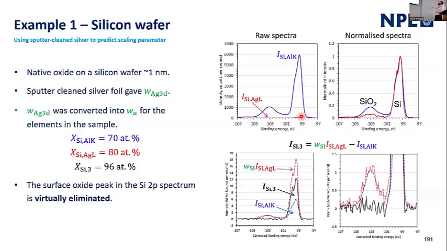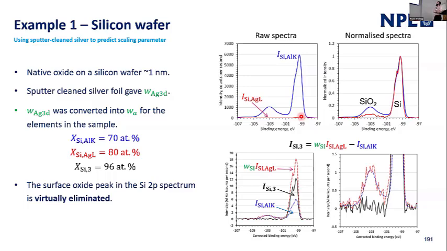So we can see that the silicon oxide component is more intense in the aluminium spectra compared to silver, and that's because the XPS is more surface sensitive in this case. Once we apply this into our algorithm, what we end up with is a scaled silver spectrum and an unscaled aluminium spectrum. When you subtract one from the other, you can see that the oxide component is virtually eliminated, completely removed.